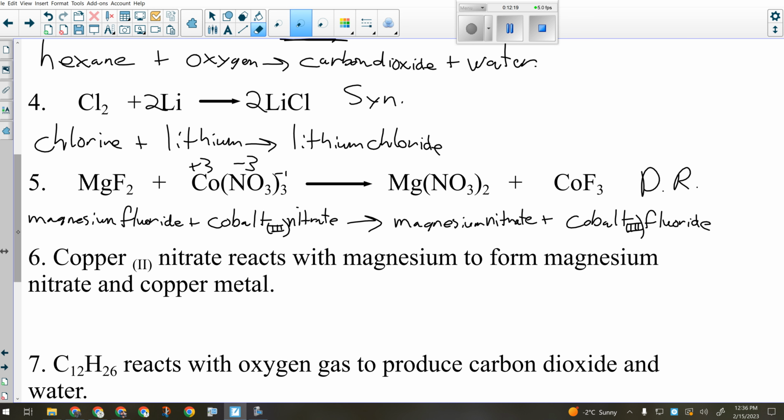Okay, there's 2 on this side, there's 3 on that side, so I'll make 6. All right, when I put these 2's here, they apply to the other thing, so 2 cobalts, so I got to go back over here and make sure I have 2 cobalts, make sure I have 3 magnesiums, and then I'll double check my nitrates. 2 times 3 is 6, 3 times 2 is 6, and 2 times 3, 3 times 2, yep, looks like everything checks out. Okay, all right.